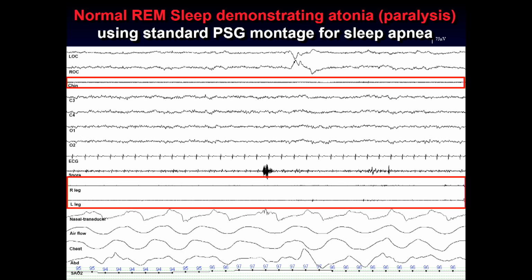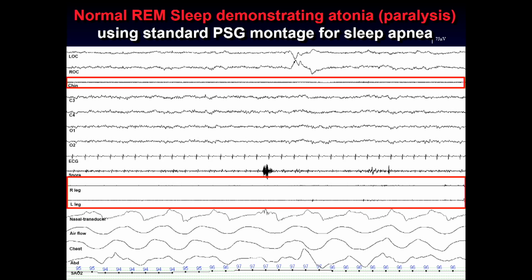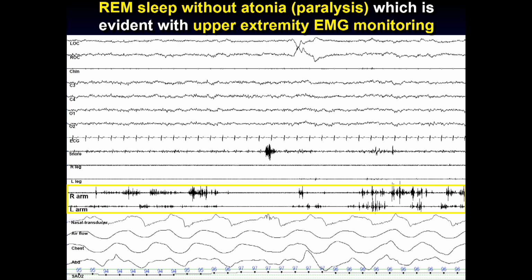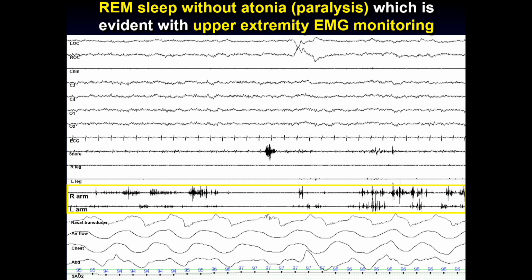So now I'm going to go to the next page, and this is the same page, okay? But I just added the arms in the yellow. And you notice that in the yellow box, there's increased muscle tone. So sometimes people only show us the REM without atonia in the arms. So you can't just get any sleep study. You've got to get a sleep study that's tailored to evaluate for RBD. And labs don't do this because it's burdensome. It's a lot of effort.